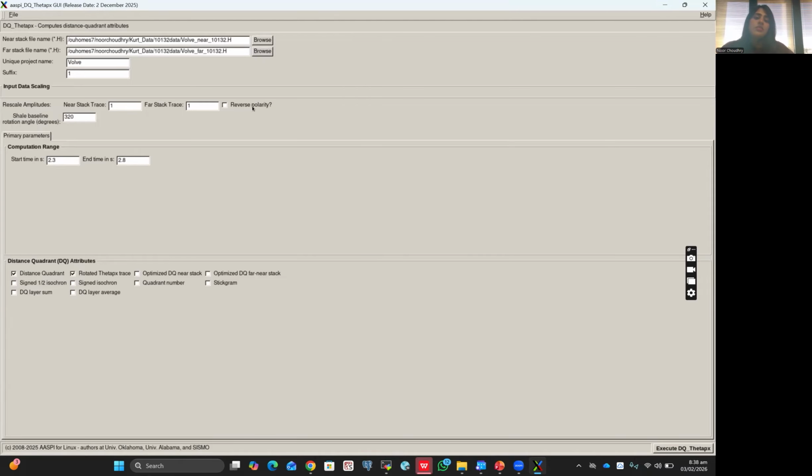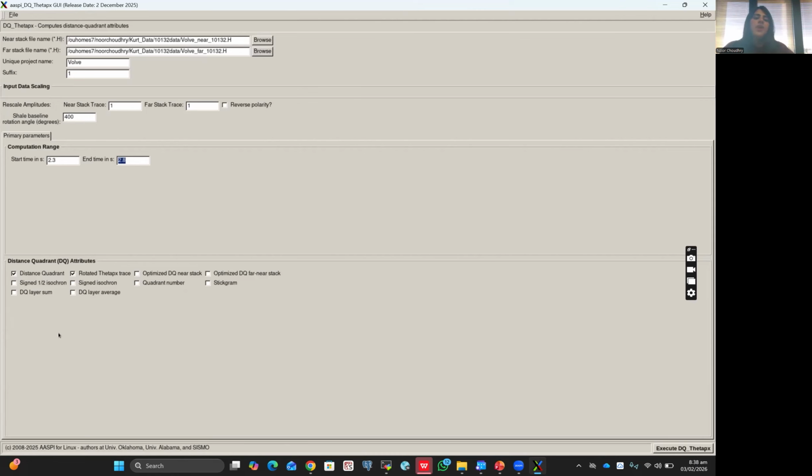If you're using reverse polarity, you can click over here. For your shale baseline, in my case, I know it's going to be 400, but ideally start with 320 and see whichever works better for you for your pay. You can see your start time and end time will come from your data. It will pick it, but if you want to crop it, you can do it right here.